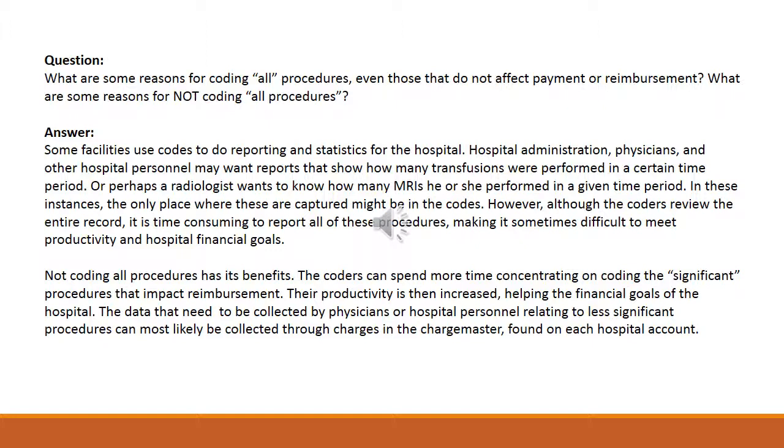However, although the coders review the entire record, it's time-consuming to report all of these procedures, making it sometimes difficult to meet productivity and hospital financial goals. Not coding all procedures has its benefits. The coders can spend more time concentrating on coding the significant procedures that impact reimbursement. Their productivity is then increased, helping the financial goals of the hospital. The data that might need to be collected by physicians or hospital personnel relating to less significant procedures can most likely be collected through the charges in the charge master found on each hospital account.